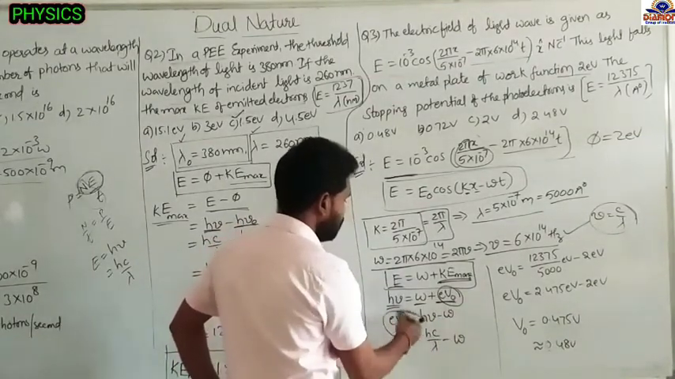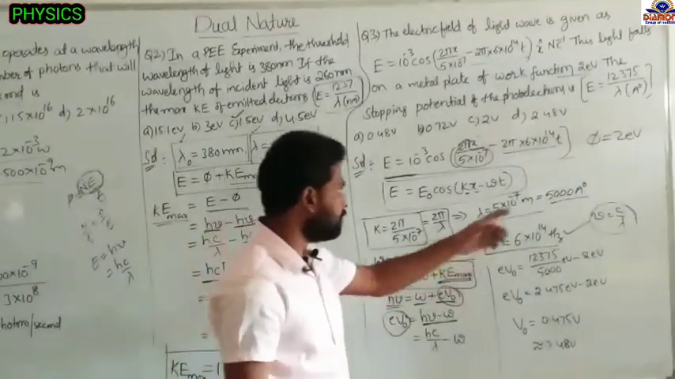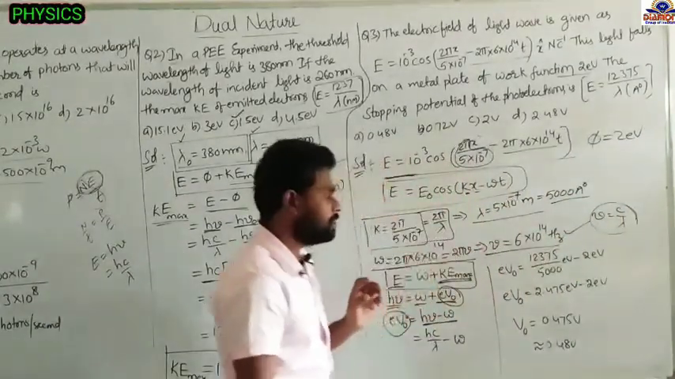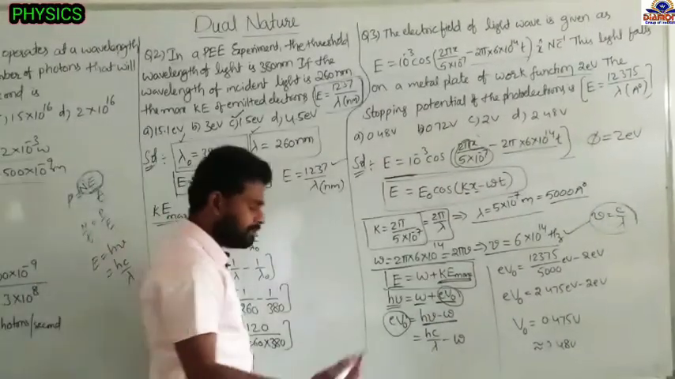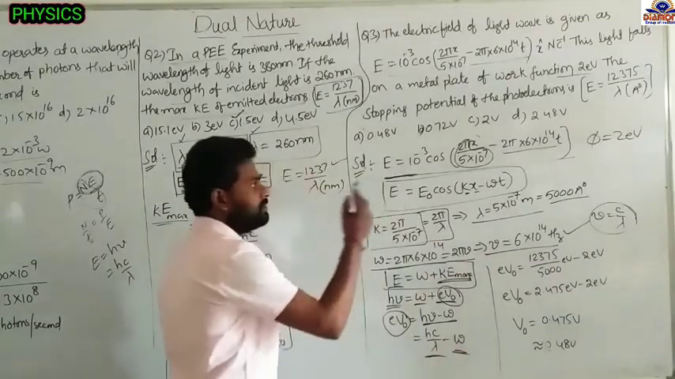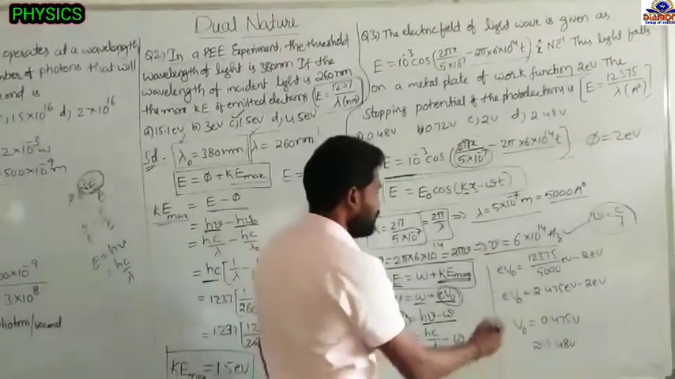So EV naught equal to h mu minus work function. Here they given the formula E equal to 1237 by lambda. Lambda is in terms of the angstroms. No? So I am now writing this formula in terms of the wavelength. So h mu is hc by lambda minus work function. Why? Because work function given direct value. No? That's why I am not changing this one. Okay.